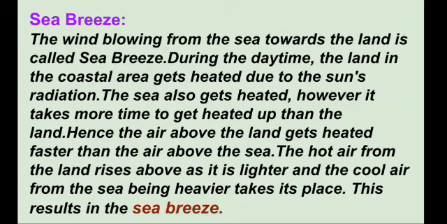As we all know, the land can get heated easily, and it also cools very easily in comparison to water, right? So the air above the land gets heated faster than the air above the sea. The hot air from the land rises as it is lighter, and the cool air from the sea, being heavier, takes its place. This results in the sea breeze. As we know, lighter air goes up. So this is all about the sea breeze phenomenon, right?